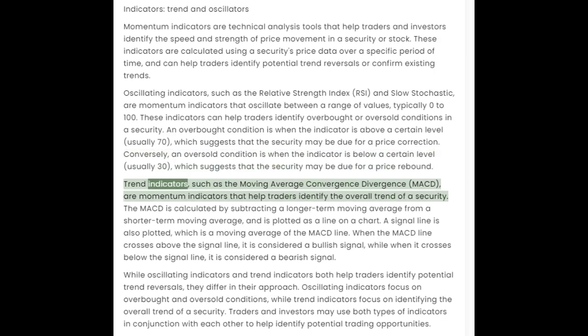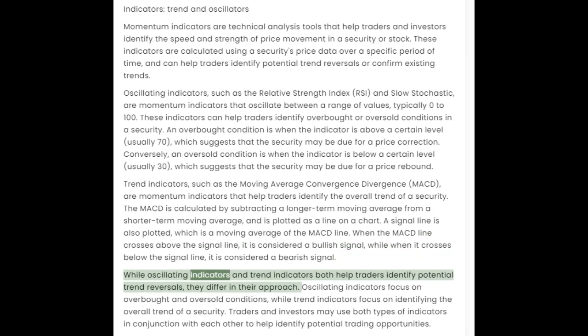Trend indicators, such as the moving average convergence-divergence, are momentum indicators that help traders identify the overall trend of a security. The MACD is calculated by subtracting a longer-term moving average from a shorter-term moving average, and is plotted as a line on a chart. A signal line is also plotted, which is a moving average of the MACD line. When the MACD line crosses above the signal line, it is considered a bullish signal, while when it crosses below the signal line, it is considered a bearish signal.